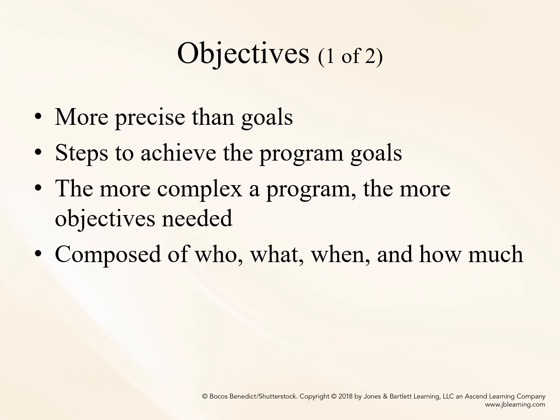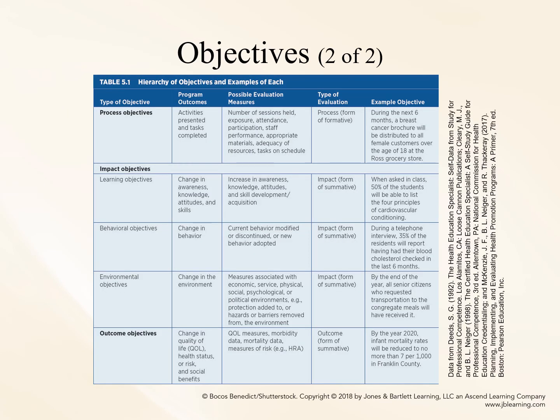Again, objectives are more precise than goals. They are often composed of who, what, when, and how much. Here are some examples of objectives and goals. Feel free to pause here and read over this chart.